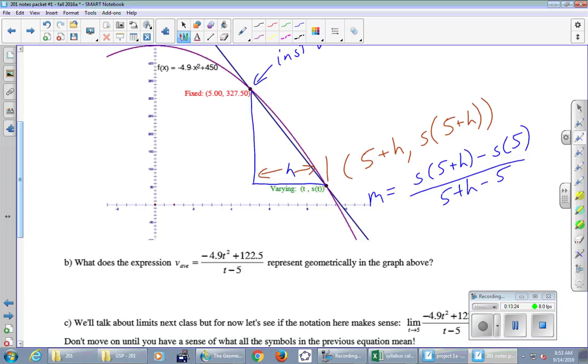Okay, so that calculation right there in blue hopefully looks familiar. That's how we did average velocity. On the bottom, the 5s cancel, and no matter what number it is, they're both going to cancel. And so we get this kind of pattern here.